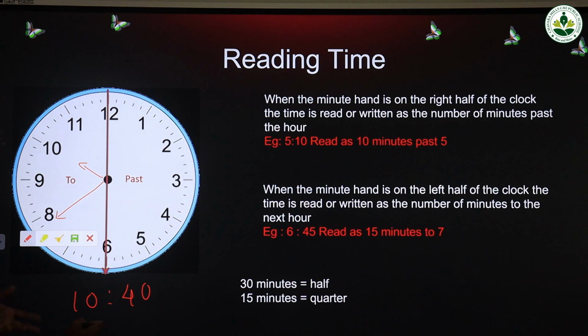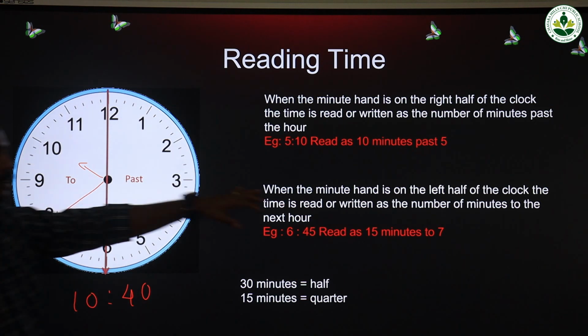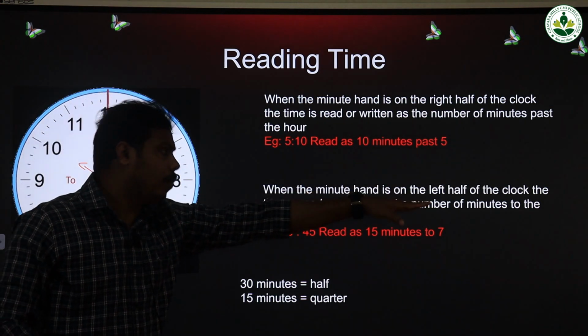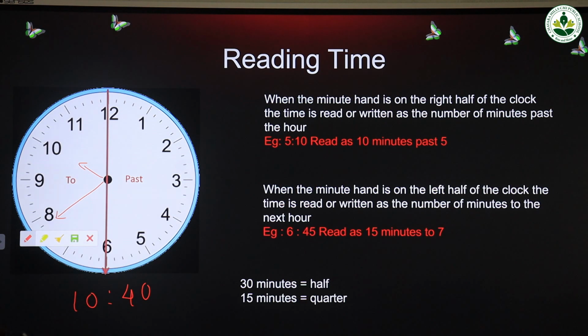But we do not read it as 40 minutes past 10. Here we use, when the minute hand is on the left half of the clock, the time is read or written as the number of minutes to the next hour. Next hour means that is 11 o'clock. Next hour is 11 o'clock.